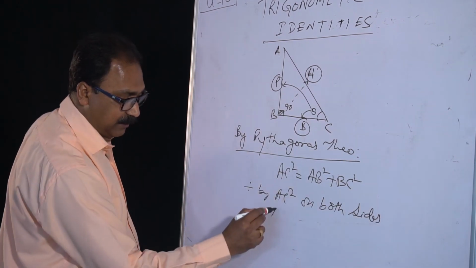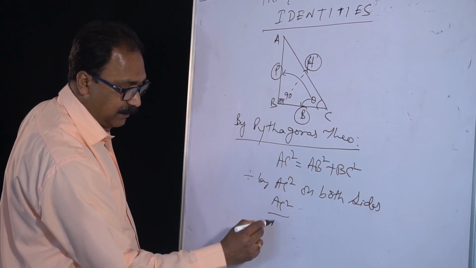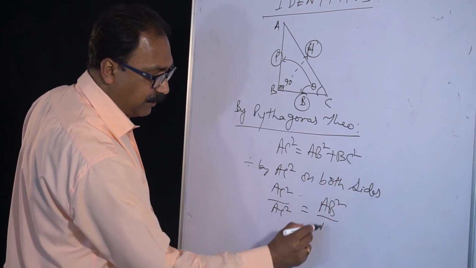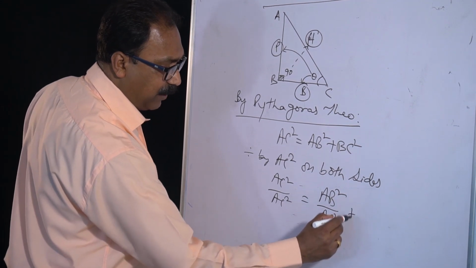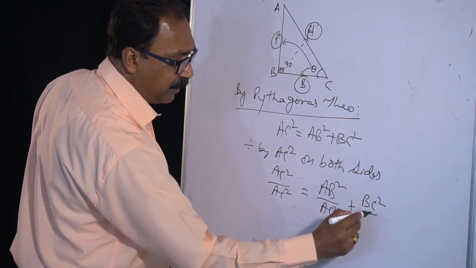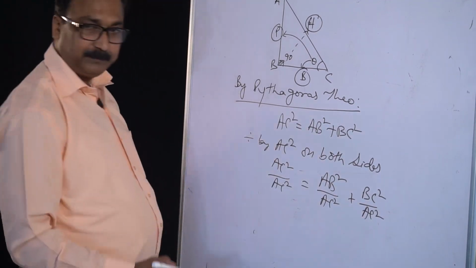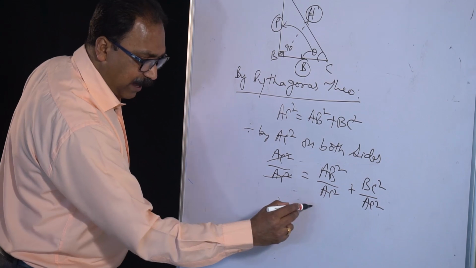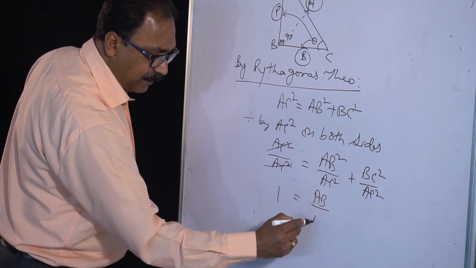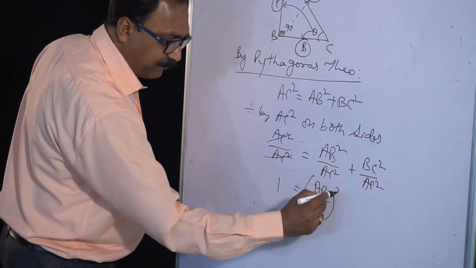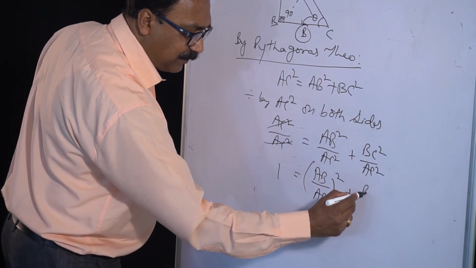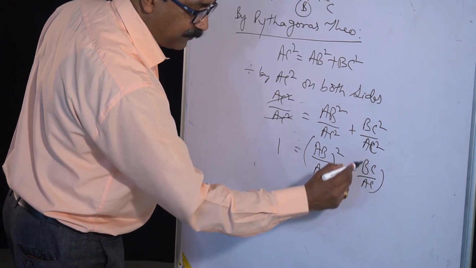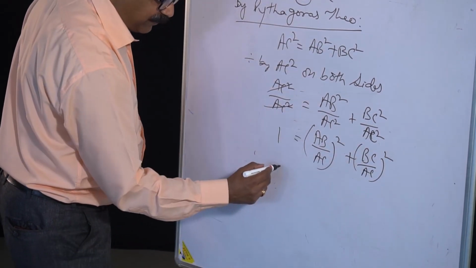So look here: AC square by AC square equals AB square by AC square plus BC square by AC square. Clear? So now it cancels, so we get 1. And what we have here is (AB by AC) whole square plus (BC by AC) whole square. Now you refer this line to the figure.